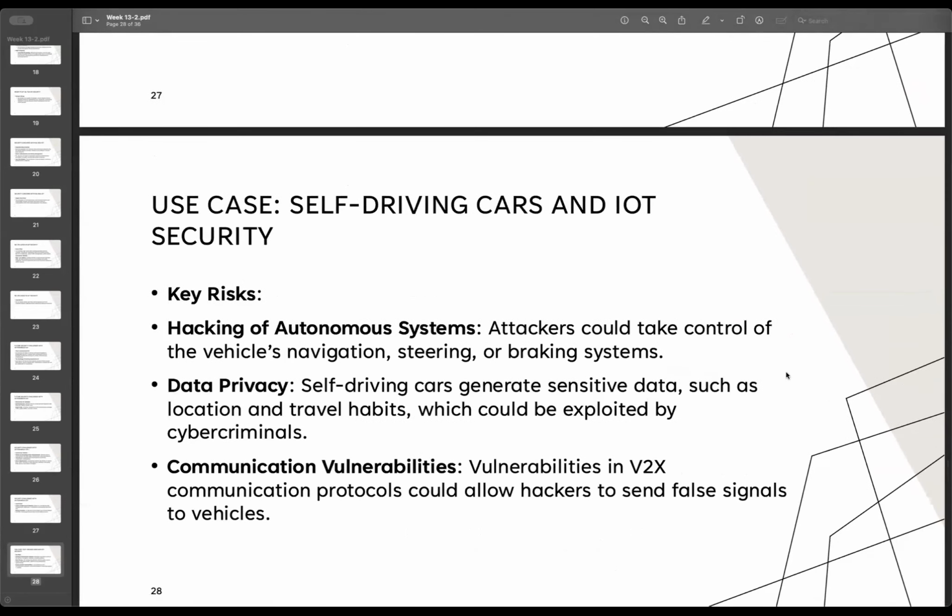And some use cases, let's say some key risks. If we are hacked, maybe the attacker can control the vehicle navigation, steering, or the braking system. Or data privacy: with self-driving, sensitive data such as your location and travel habits may be exposed by cyber criminals. Or communication reliability: when we talk about the V2X communication protocol, the attacker may be able to send false signals to the vehicle. Suppose you should stop, but it just keeps going.